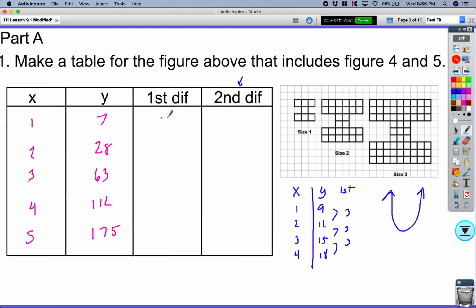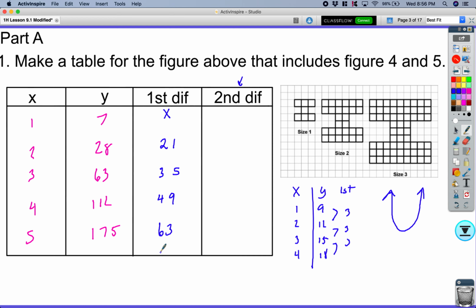So let's go ahead and do these. When I make these tables, I try to be as organized as possible. So I'm going to put an x right here because there's going to be no value for that first difference. But then to increase from 7 to 28, I'm going to increase by 21. Then I'm going to increase from 28 to 63, which is 35. And then 63 to 112. And you guys could just subtract these if you want, but you'll get these values. You get 49. And then if I found the difference between 175 and 112, that's a difference of 63.